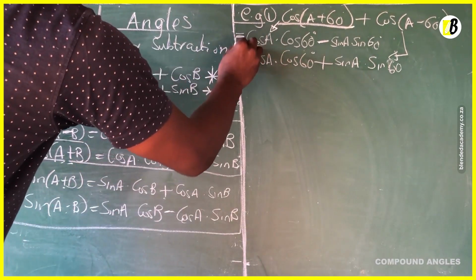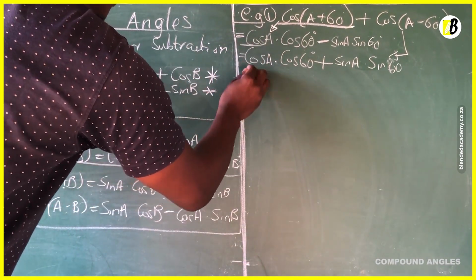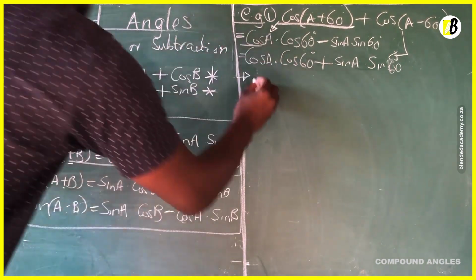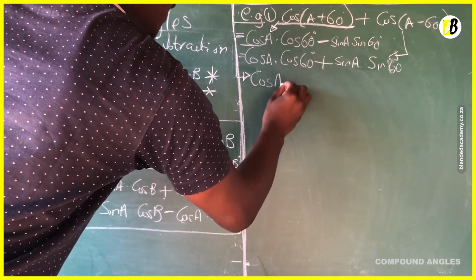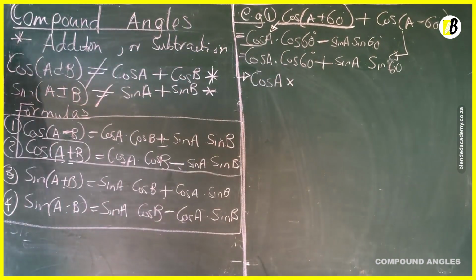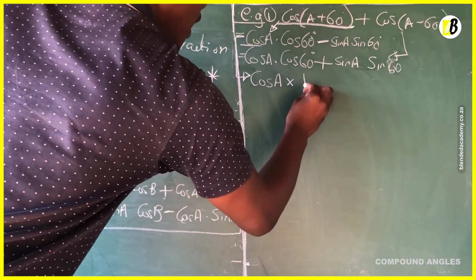Let's start with the first one. Let me write it down here nicely. It's going to be cos A multiplied by cos 60. From our previous videos, the revision lessons, we dealt with special angles. So we know that the value of cos 60 is a half.